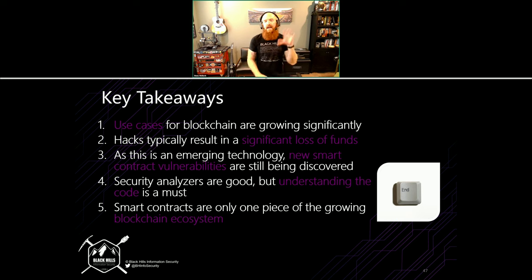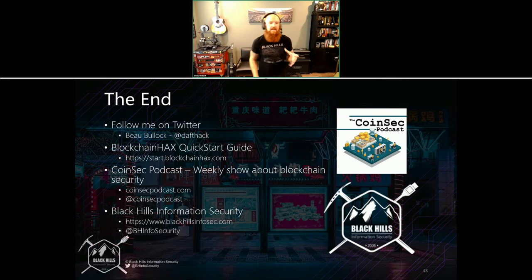Security analyzers are good. So actual software vulnerability scanners are great to get a high level view, but just understand that at the end of the day, understanding what the code's actually doing is going to be far more valuable than just running a scanner. You have to understand what it's doing or you're going to miss something. Smart contracts are only one piece of this growing blockchain ecosystem. I showed you a slide earlier talking about layer one, layer two, wallet software. All these things are additional things on top of this that we're going to have to start looking at more and more of. So with that, that's the end.